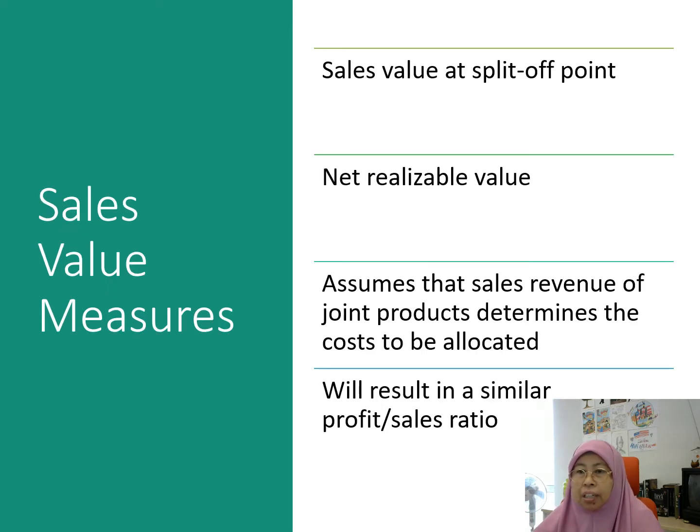So another method is the sales value measure, which is based on the sales value at the split off point, and it is a net realizable value that assumes the sales revenue of joint products determines the cost to be allocated, and it will result in a similar profit or sales ratio. So the sales value method is the allocation of a joint cost based on the sales price of the joint product less any additional expenses to be incurred before sale.